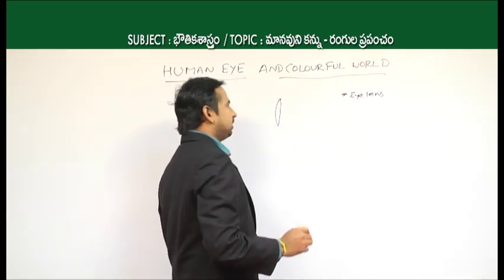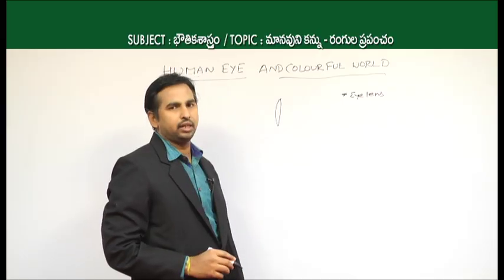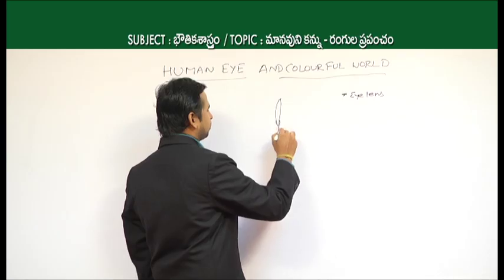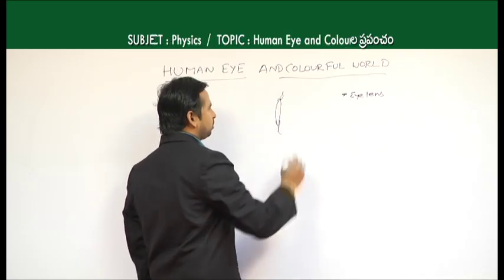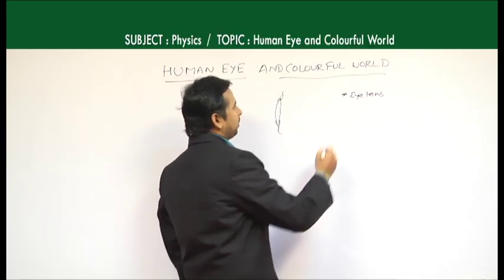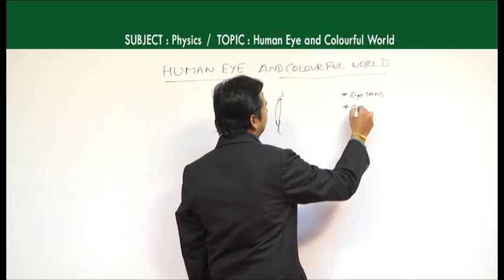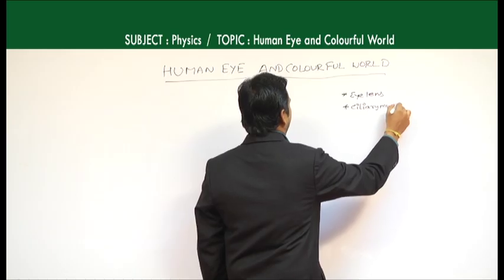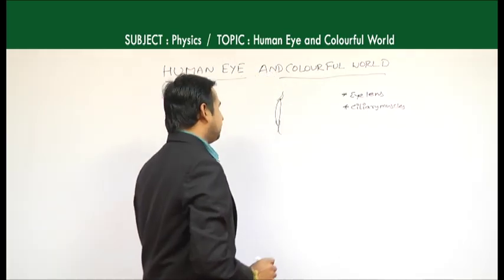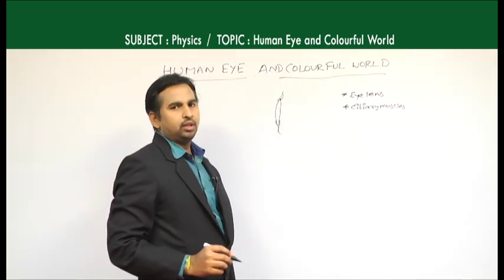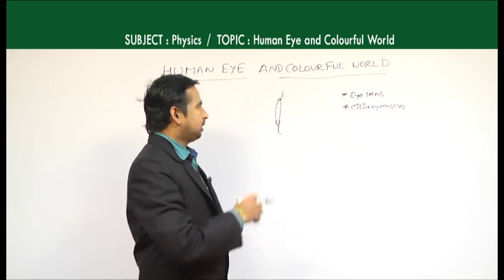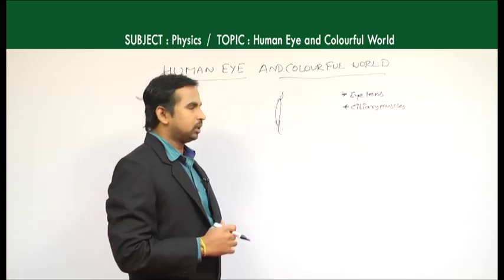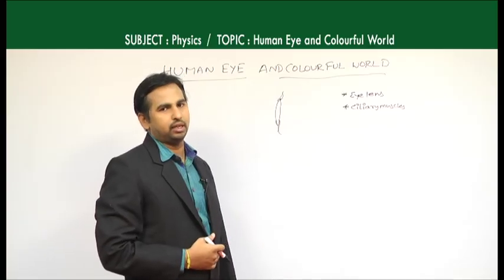And after that, holding that eye lens, we have two clips adjusted like this. These two clips we call ciliary muscles. These ciliary muscles keep the eye lens tight, and not only that, they adjust the radius of curvature of this eye lens.